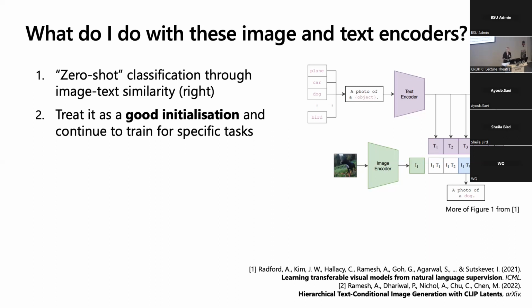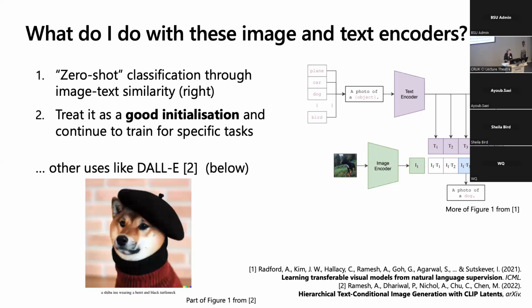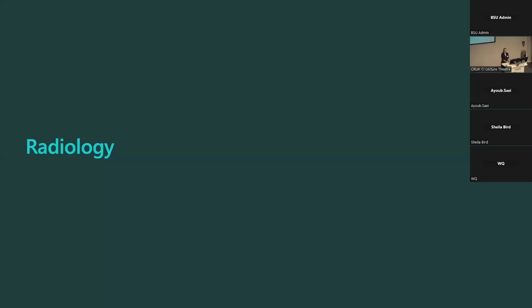So here's a specific set of classes I want to classify, and continue to train this and use it as a good initialization. This is very common. You can also do interesting things. If you've seen the news recently, there's things like DALL-E, where you can start with a piece of text and generate an image. This model uses something like CLIP in the background because it's ultimately just about relating image information and text information. So that's vision language processing.